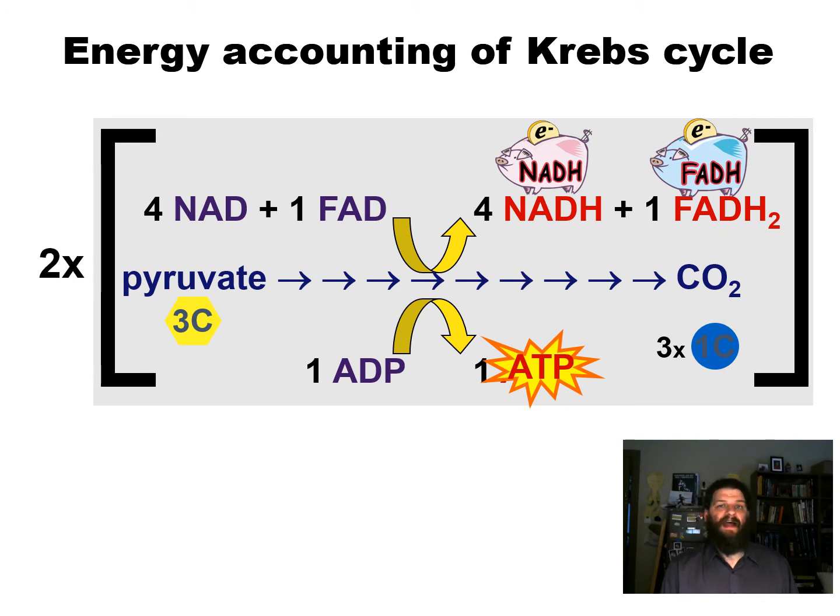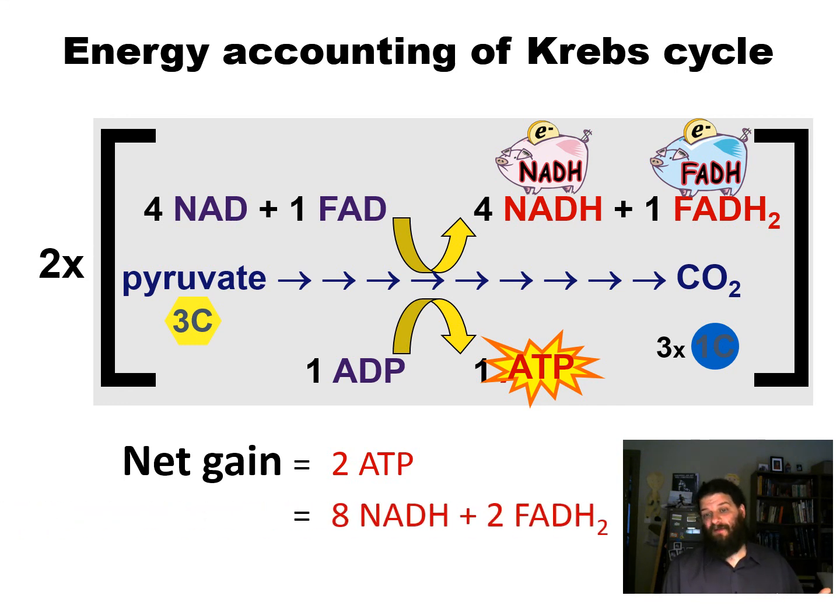We have to remember that because we're dealing with 2 pyruvate molecules from each glucose molecule, all of our yields get doubled when we start thinking about per glucose. So we get a net gain of 2 ATP molecules, and we also get 8 NADH and 2 FADH2 molecules, which we're going to send off to the electron transport chain.